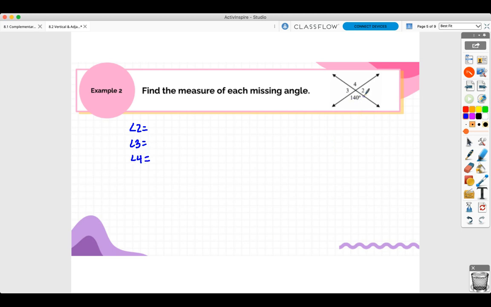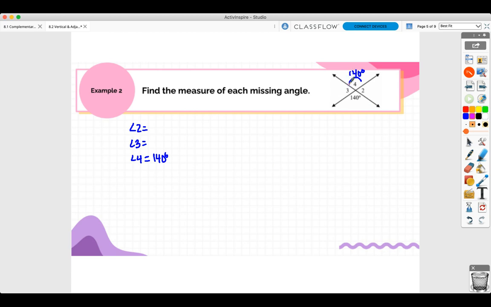So over here, they're telling you that this angle down here is 140. That means that angle 4 is going to be 140 as well. So one down. And now again, we have linear pairs going on around here. So we can look at 2 and 140, and it's upside down.